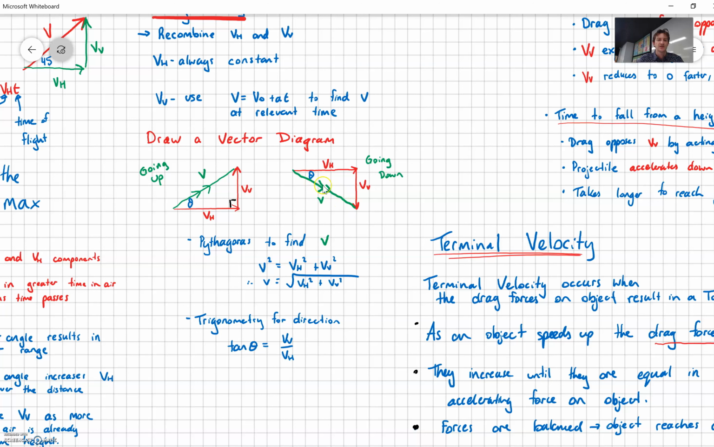You can use Pythagoras. To find the direction there, we just use trigonometry, and if we use the tan rule, we can relate the opposite to the adjacent side, which is always vertical over horizontal components there. And the angle is usually given in reference to the horizontal direction. So this could be below horizontal by a certain amount of degrees, and this could be above.